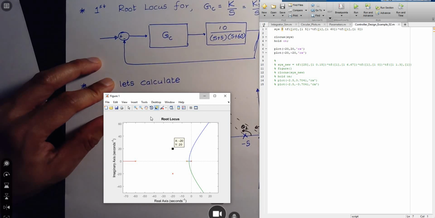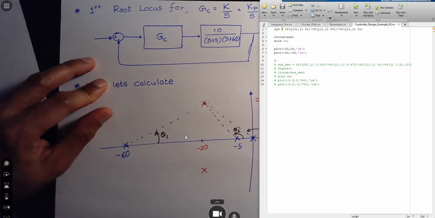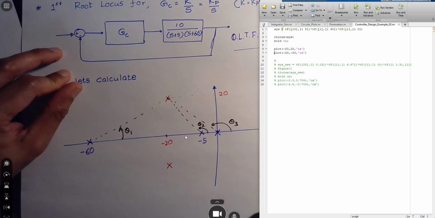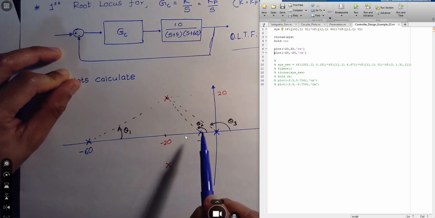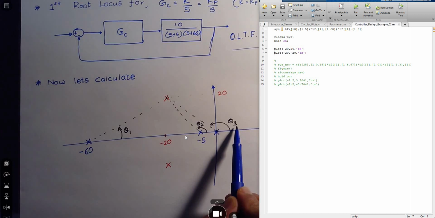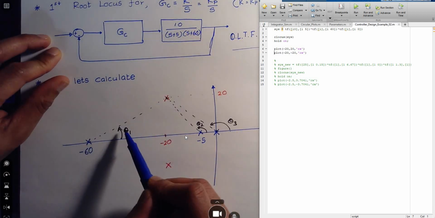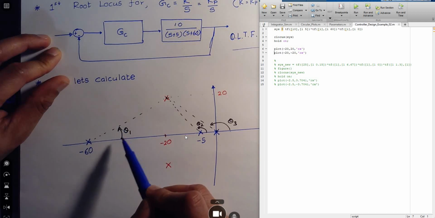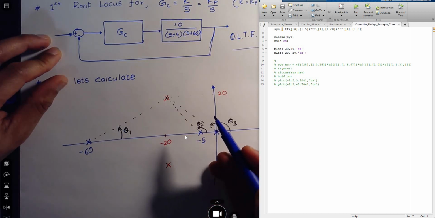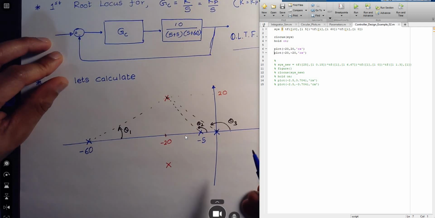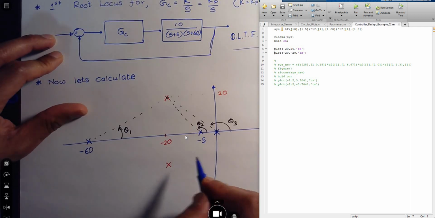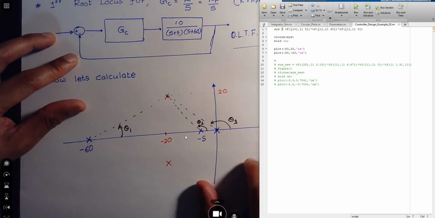I'm sorry, you guys are not seeing that. Yeah, okay, here we go. Okay, so you can now calculate θ1, θ2, and θ3, right? With respect to this point, which describes the total angle contribution from the poles. And so let's do that right now.